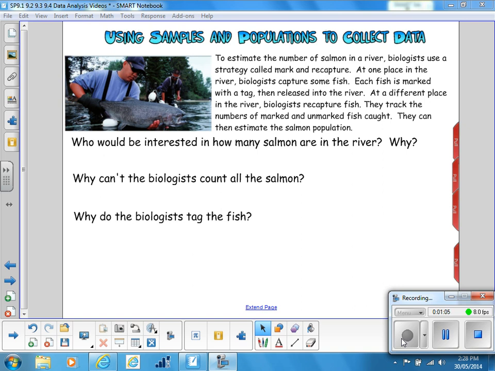Why do you think they tag the fish? They do this so that they know which ones have already been caught. So they tag them in the first spot, and then when they go down the river and catch them again, if there's already a tag in them, they don't count them in their population.